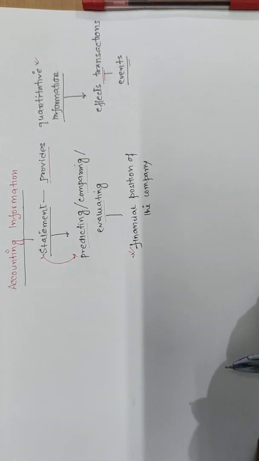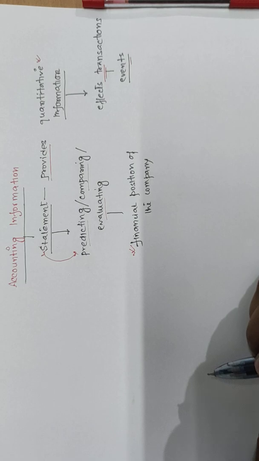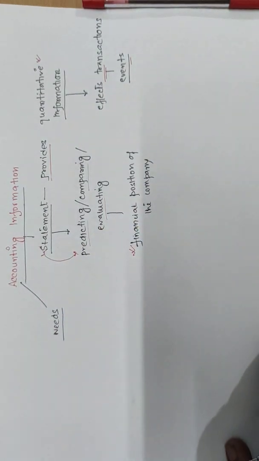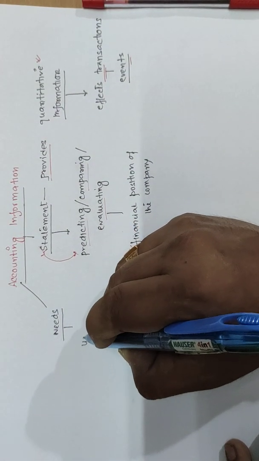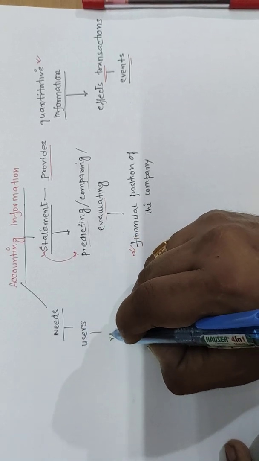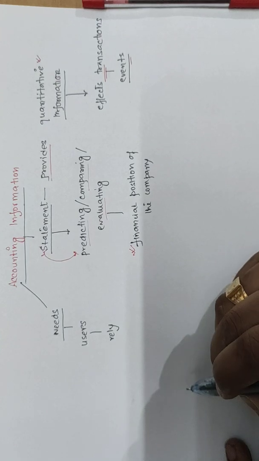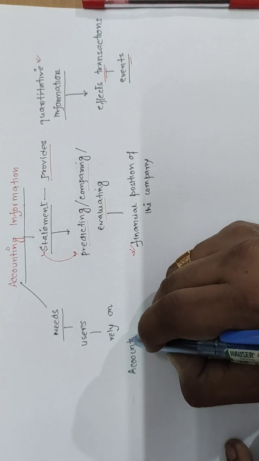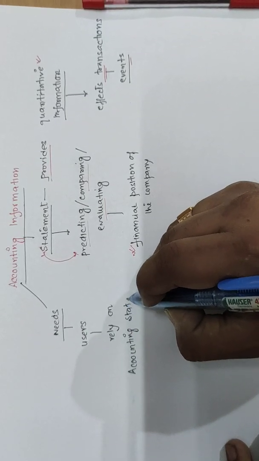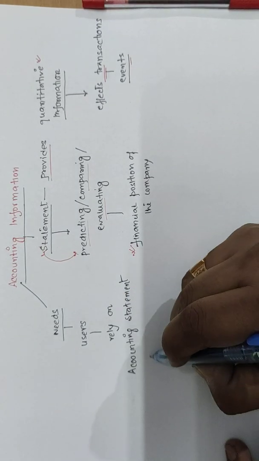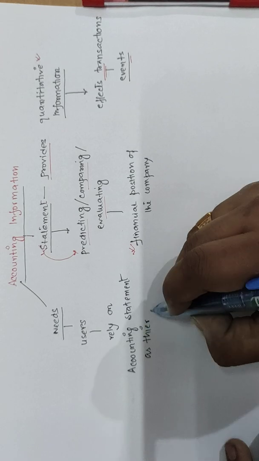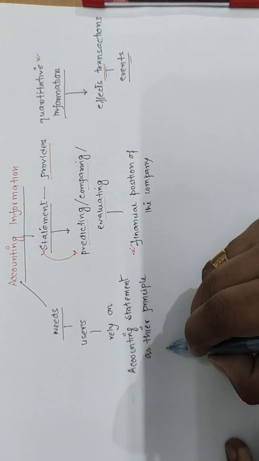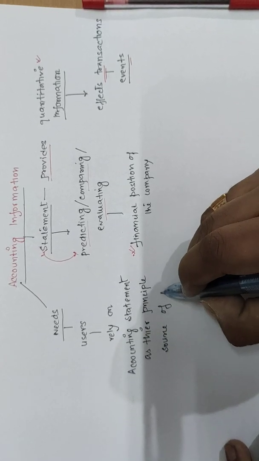Now, accounting information, what does it do? It serves the needs. Needs of whom? Of the users who rely on accounting statements as their principal source of information.